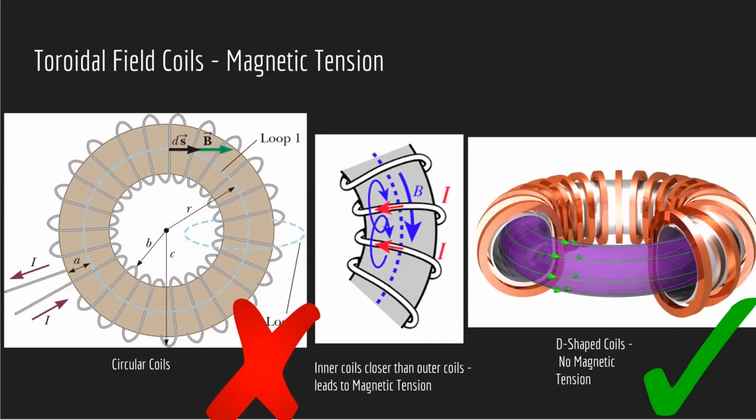Now, it's worth noting that earlier we used a circular coil as our demonstration. However, this is not practical in reality. In reality, circular coils will not be stable at the scales that ITER is working with. Since the inner coils of the circular solenoid are closer together than the outer coils, this leads to magnetic tension, which can cause stress on the coils. Instead, D-shaped coils will be used in Tokamak, which relieves this tension.